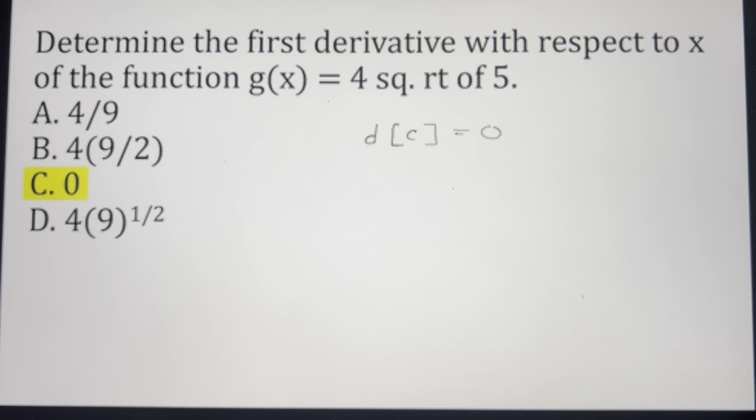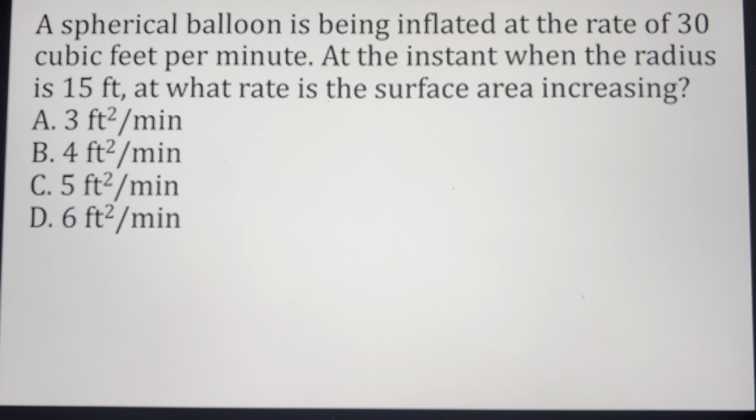A spherical balloon is inflated at the rate of 30 cubic feet per minute. At the instant when the radius is 15 feet, at what rate is the surface area increasing? So the area of a sphere is 4 pi r squared. Let's get the derivative with respect to time. So the derivative of area with respect to time is 8 pi r dr/dt.